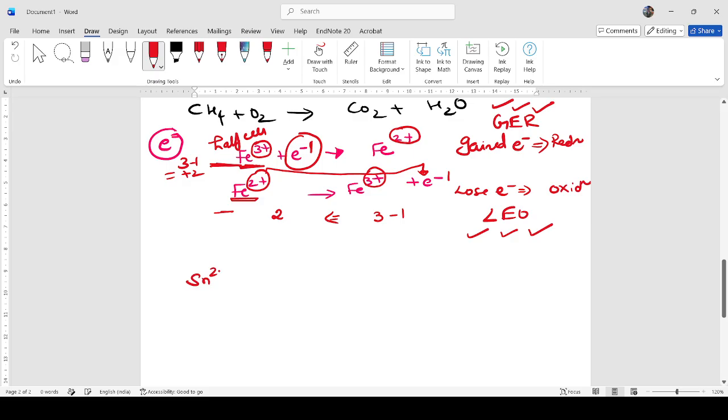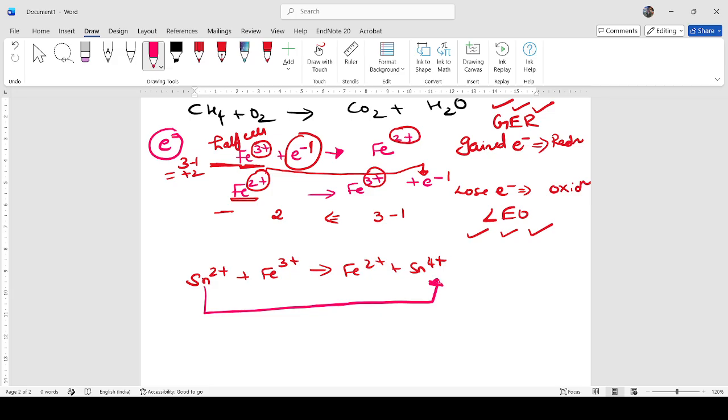Let us assume Sn2+ plus Fe3+ is becoming Fe2+ plus Sn4+. Let us consider this equation. Look at tin. Tin from 2+ went to the 4+ state. 2 is becoming 4, that means when I subtract 2 from it, I will get this 2. So I write plus 2 electrons. Is it a loss of electron? Yes, so this is nothing but an oxidation reaction.